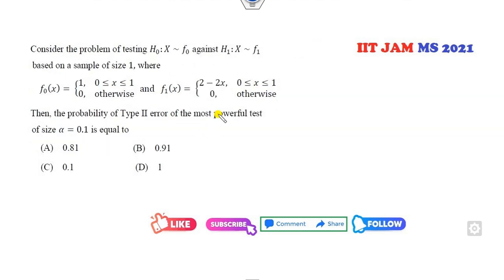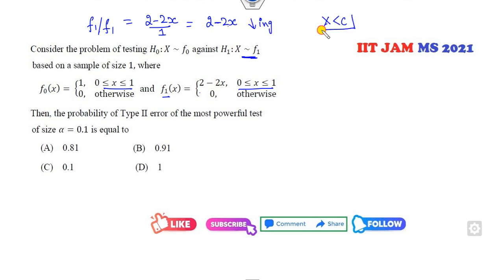Okay, look at this one. Again, you can see this is similar to this. The domain is the same. So I can define f1 over f0. H1 is f1, so 2 minus 2x over 1. So that is my 2 minus 2x. Because of this negative, you can see it's decreasing. So the critical region is x less than c. So what is that? Size is my 0.1.